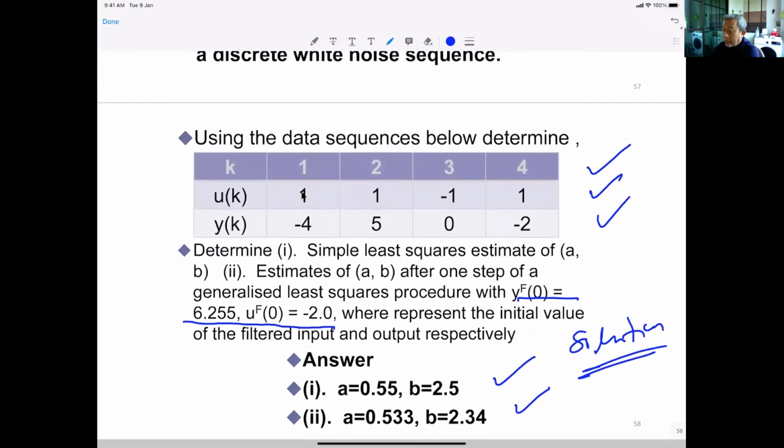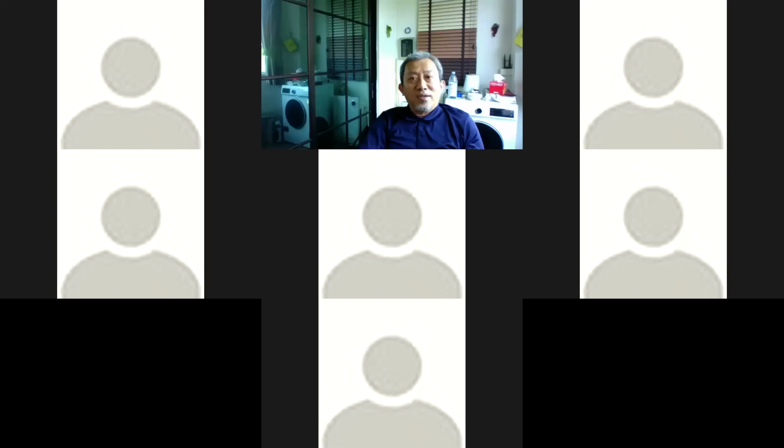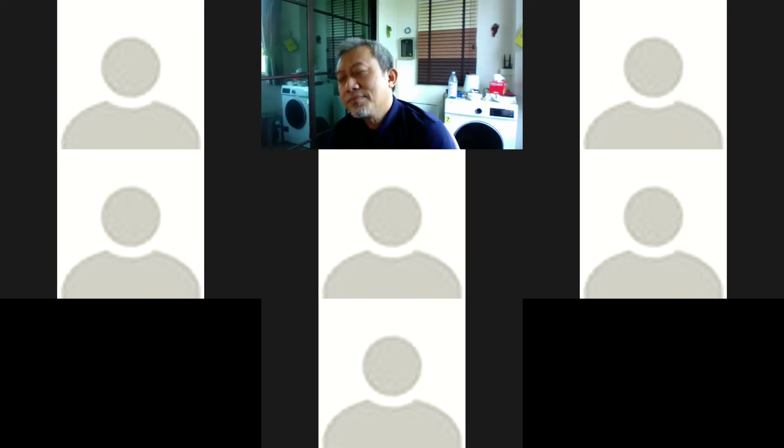Any questions? Ada soalan? Prof, basically from beta we get A and B, kan? Ya. Kita tak guna B punya value lah, only A. Untuk filtered, untuk kira filtered, kita tak pakai beta cap, B cap.